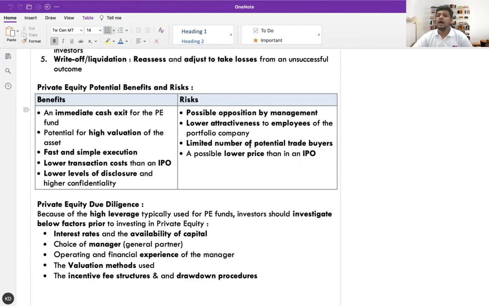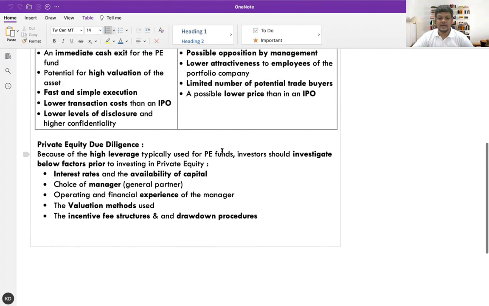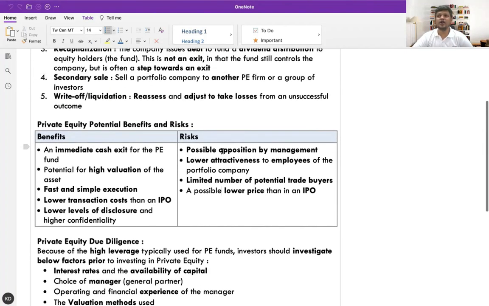Correct? And there are not always enough buyers available. So limited number of buyers to take over your investments. And if you can't sell your investment through IPO, then there is a possibility that you may get a lower value. Clear? Yes. So will your investment methodology in a listed company and a private equity fund be the same? No, you'll be more careful in the PE fund. Why? Because a PE fund is not easy to liquidate. It's an alternative investment. Isn't it?